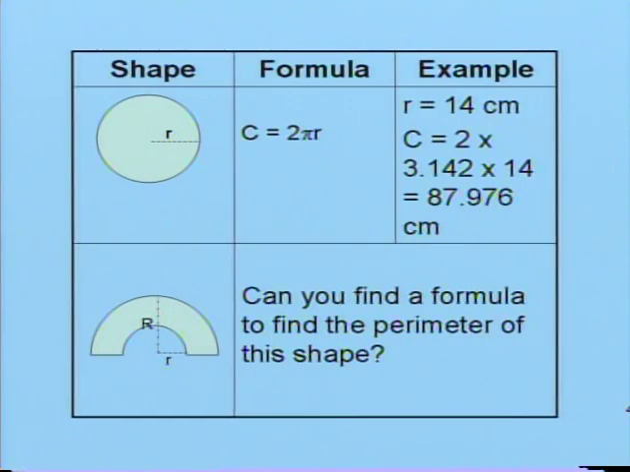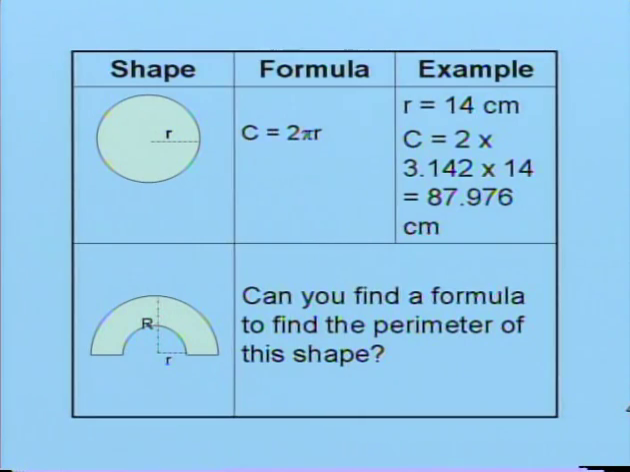In this case, we are using the value for pi as 3.142. So if we are given that r is equal to 14 cm, that is the length of the radius is 14 cm, the circumference is equal to 2 times 3.142 times 14, which will give us 87.976 centimeters. That's the distance around the circle.